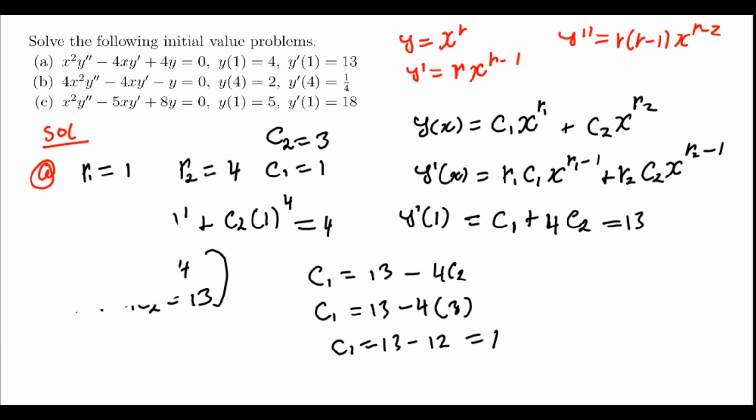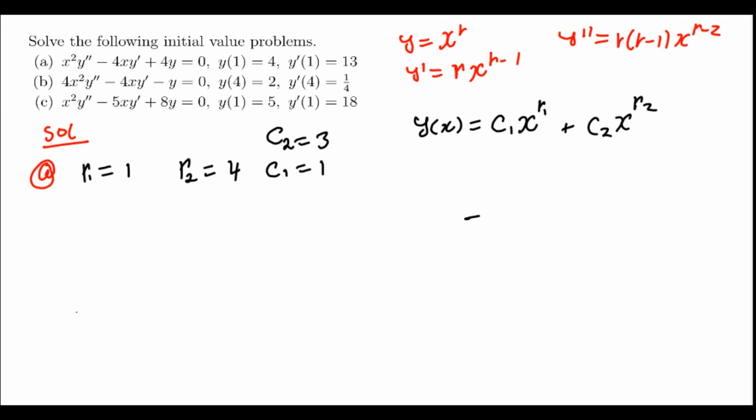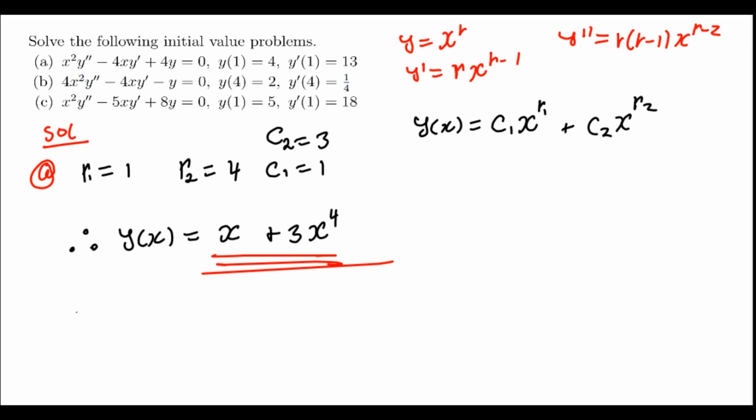So we have everything that we need. All we have to do right now is just write the general solution. Therefore, the general solution y of x is equal to our c1, which is 1, you don't have to put it, then that would be x to the power r1. What is our r1? It's 1, plus c2, which is 3, then you're going to put x to the power r2, which is 4. That would be x to the power 4 like that. And this right here is the solution that we were looking for. Okay, and that's how you do it.